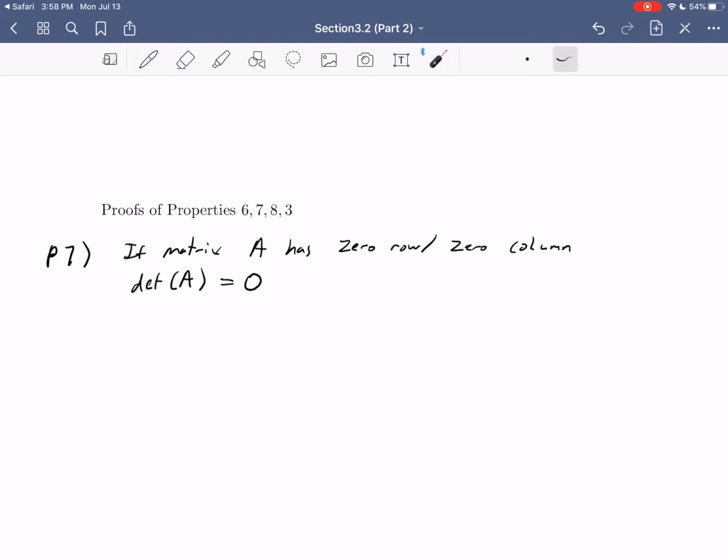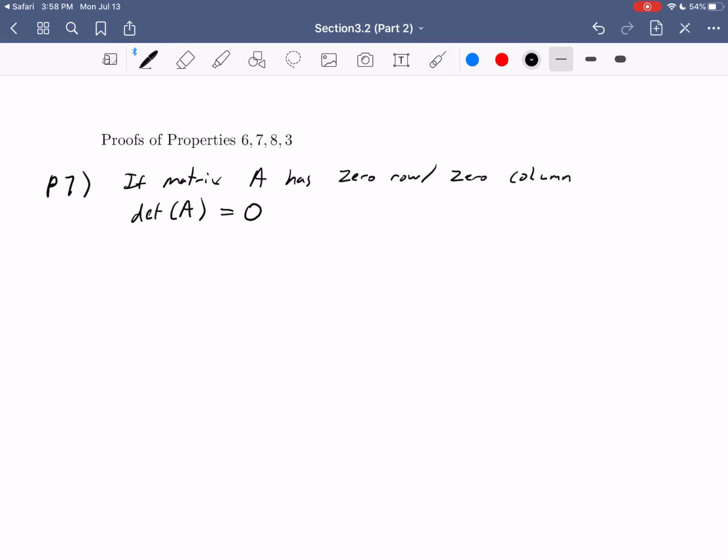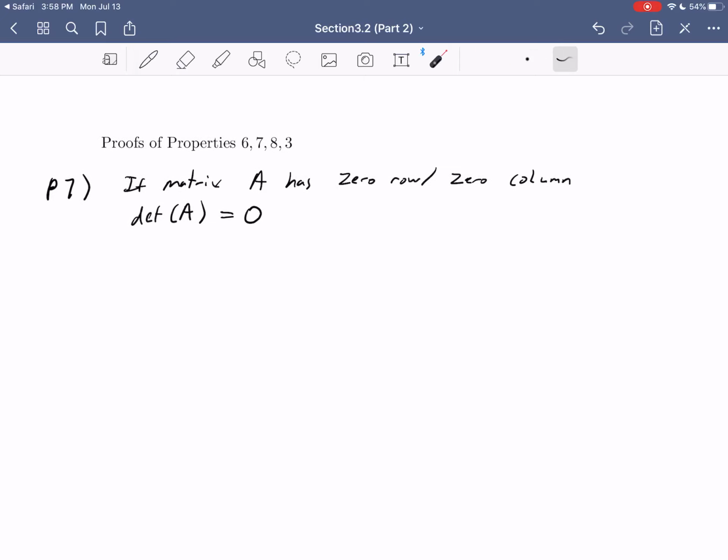Your textbook proves this by basically making the argument that the definition of the determinant always picks out one value from each row and each column in the product. So if there's a 0 row or 0 column, there's always going to be a 0 in every product, and the determinant's going to be 0. I think that's a totally fine proof, but I'm just going to give a slightly more elegant one, because it's going to avoid the need for making the argument about all those products of zeros.